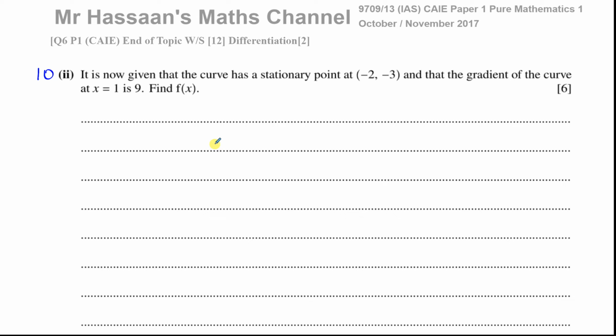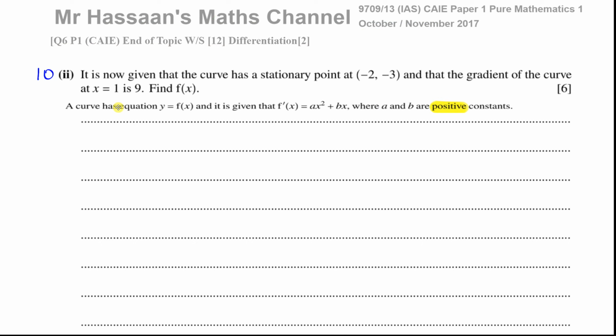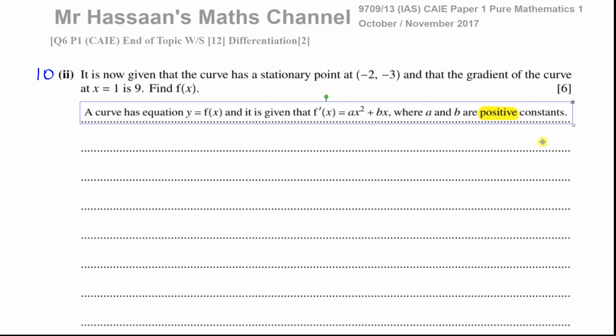So it says it is now given that the curve has a stationary point at -2, -3, and the gradient of the curve at x equals 1 is 9. Find f of x. Okay, so this is what we have so far. We have the equation of the gradient function in terms of a and b, where a and b are positive constants. So now we need to find the actual function itself.